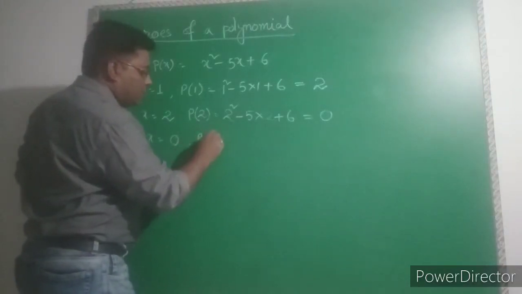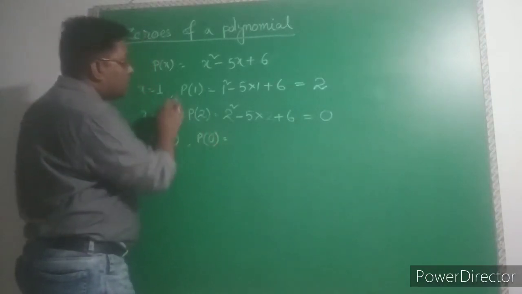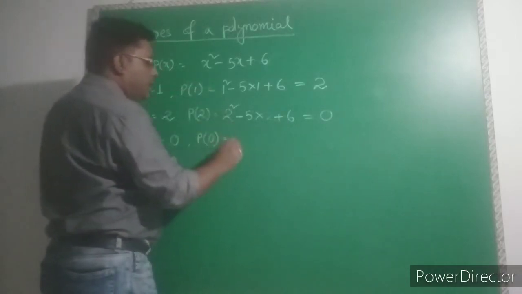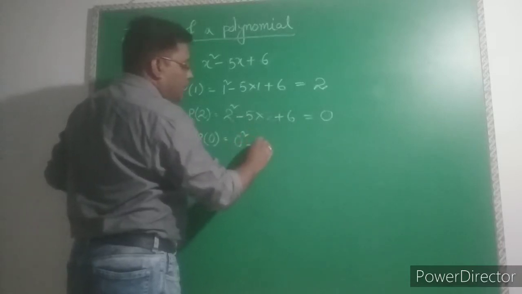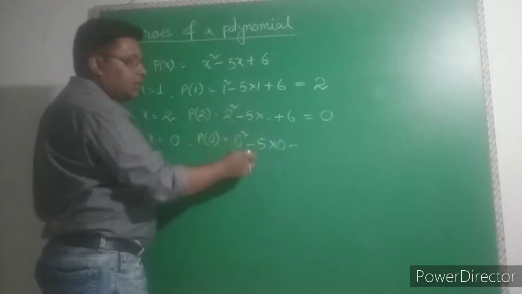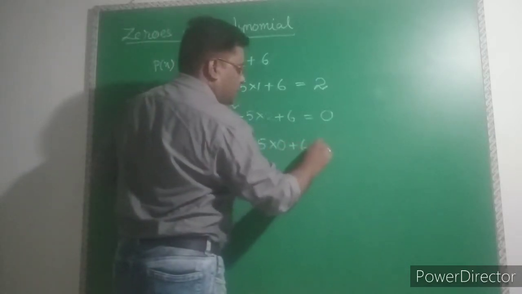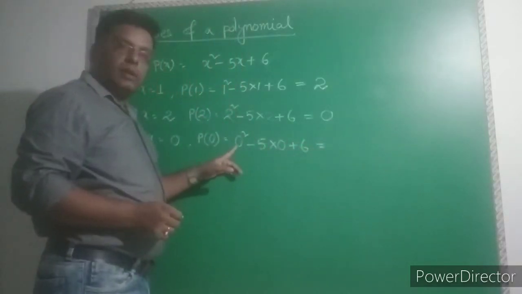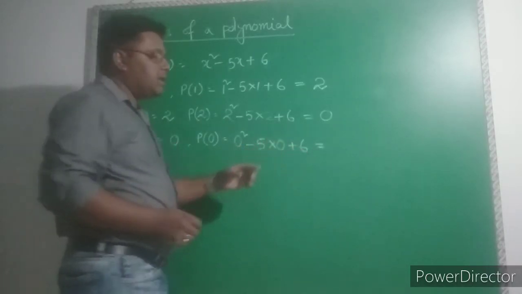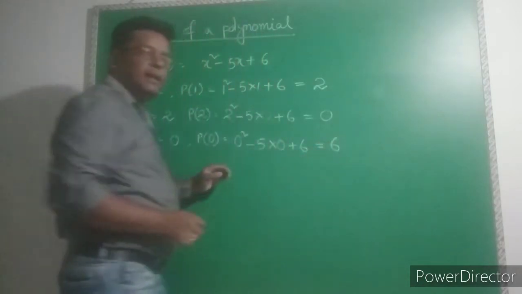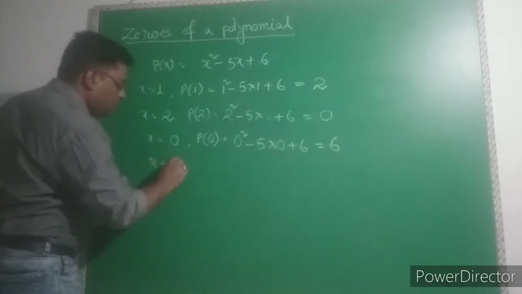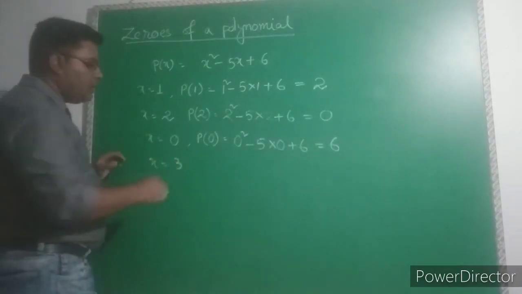Now if we put x equal to 0, then what happens? In place of p(x) we write p(0), that is, in place of x we write 0. We get 0² - 5 into 0 + 6. 5x means 5 into x. So 0 square means 0, 5 into 0 means 0, so 0 minus 0 becomes 0, 0 plus 6, we get 6.